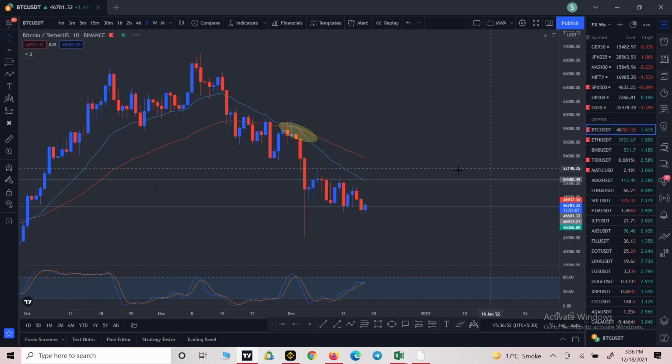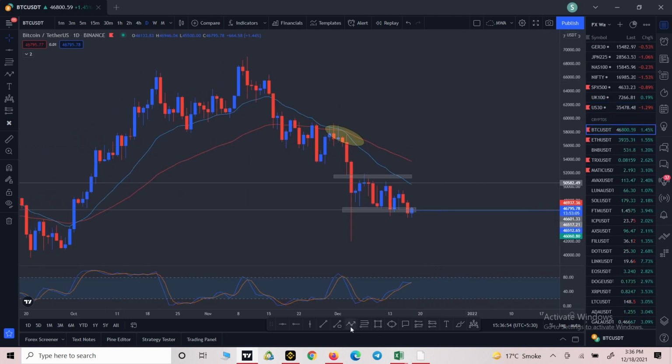Next, let's talk about Bitcoin. As we can see, Bitcoin is continuously making lower lows and lower highs. Starting from here, we have the low, lower high, lower low, lower high, lower low, lower high, and so on. And right now the price is around this zone, so we would like the price to give a significant break and close below the support zone.